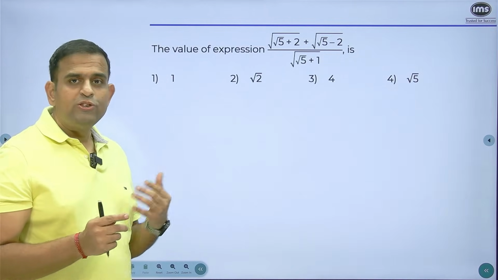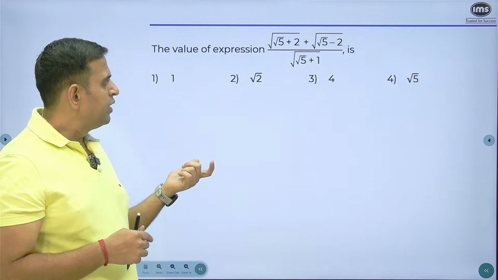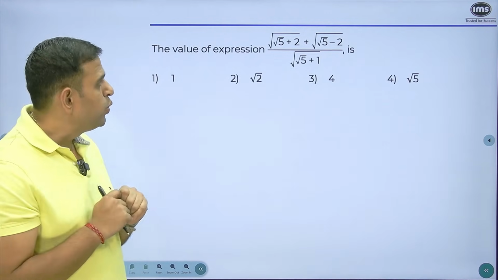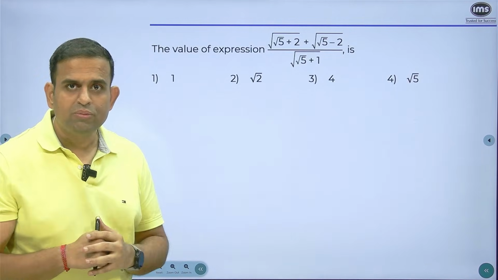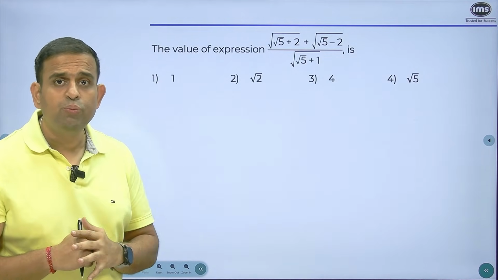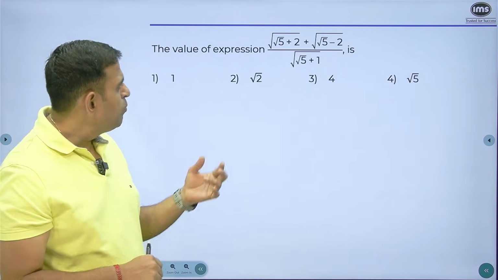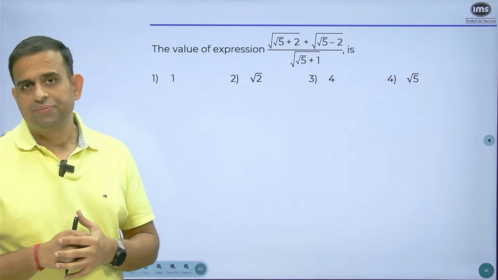Now, how do we solve this kind of problem? We have a common kind of pattern. The one thing you look at is the two terms in the numerator inside the square root: root 5 plus 2 and root 5 minus 2. And what are these two numbers? They happen to be conjugates of each other. The good part is that if I multiply these two quantities, it will become very nice.